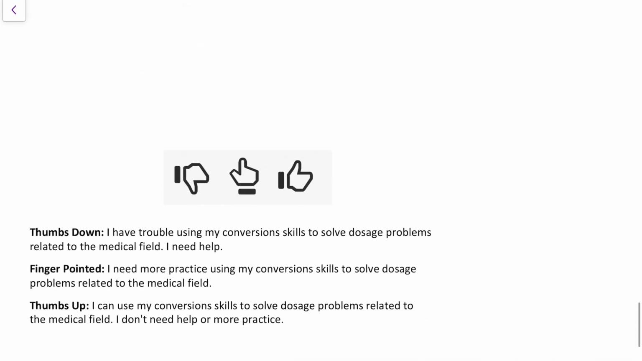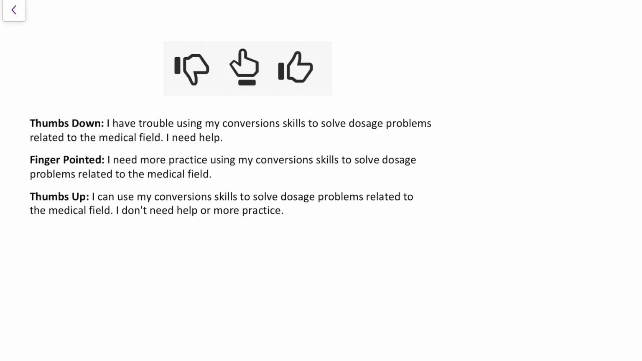Okay, so I want you to rate yourself here: a thumbs down if you're having trouble using your conversion skills to solve dosage problems, a finger pointed if you need some more practice, and a thumbs up if you're like, I've got this, I understand how to do these dosage problems, I don't need any more help or practice.